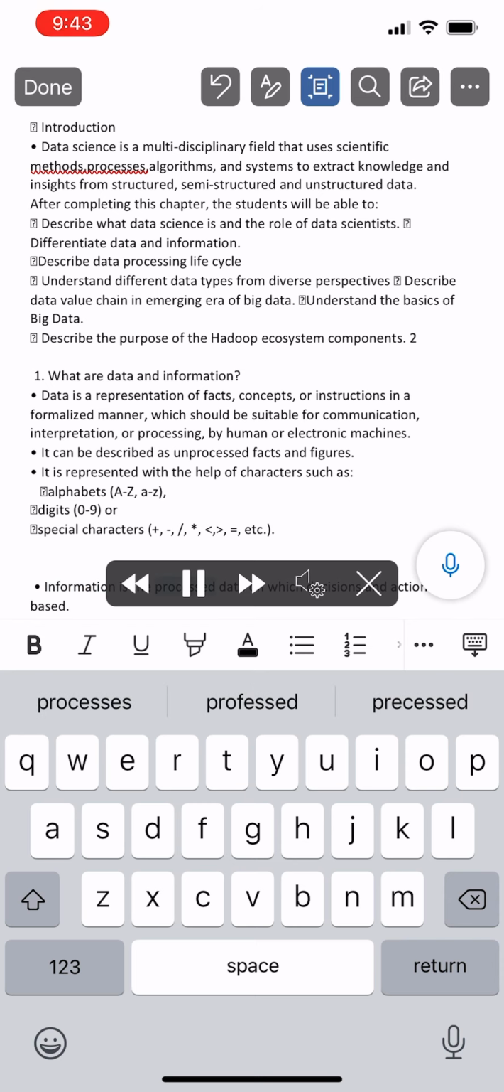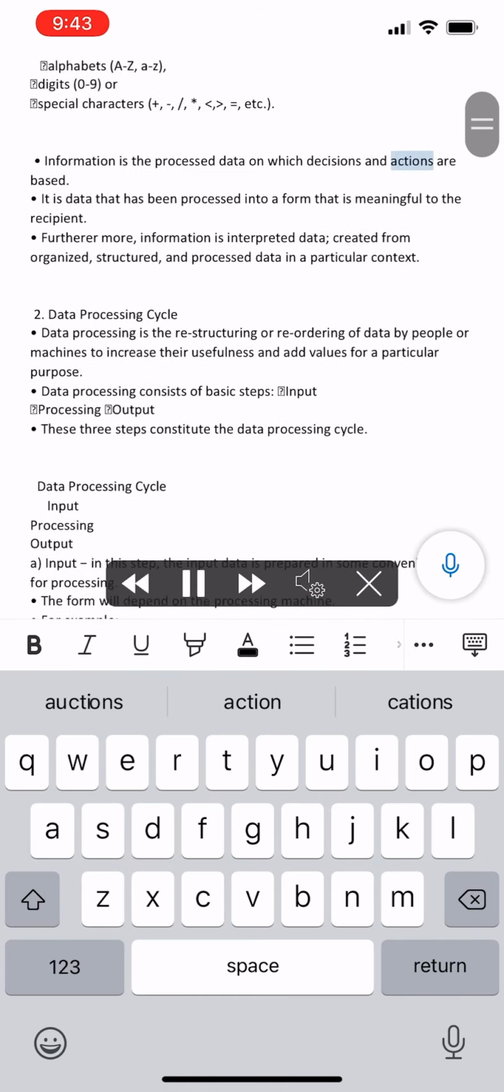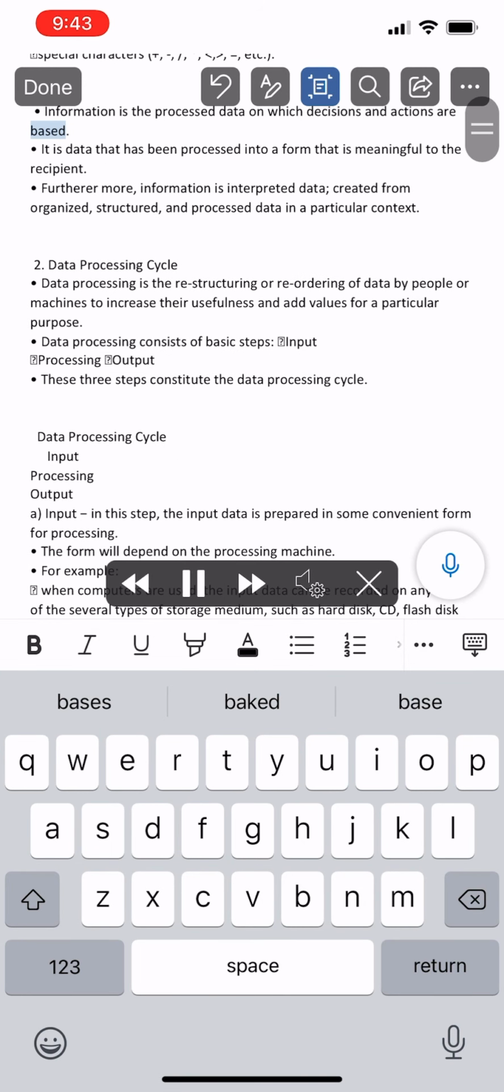Information is the processed data on which decisions and actions are based. It is data that has been processed into a form that is meaningful to the recipient. Furthermore, information is interpreted data, created from organized, structured, and processed data in a particular context.